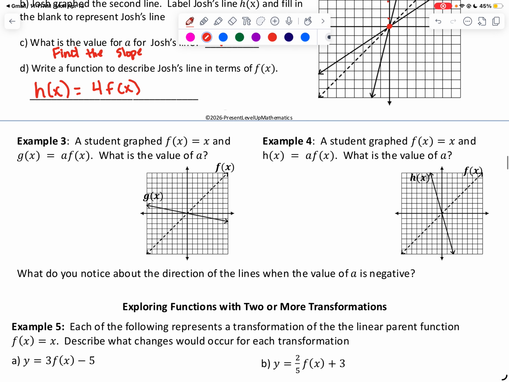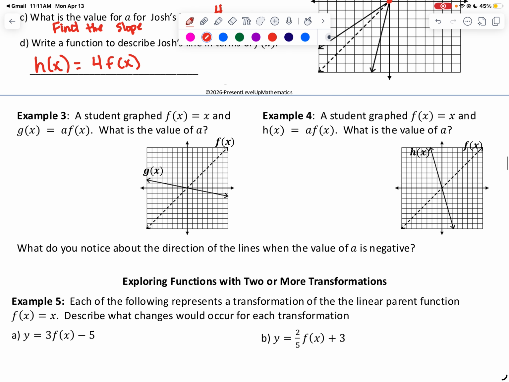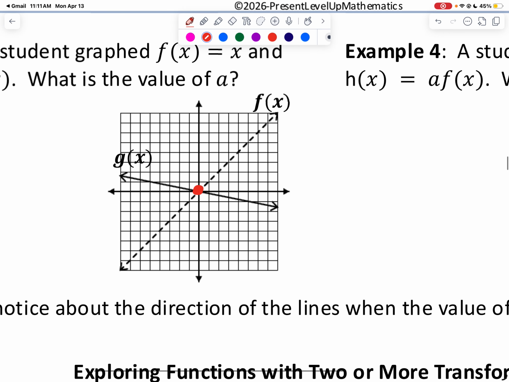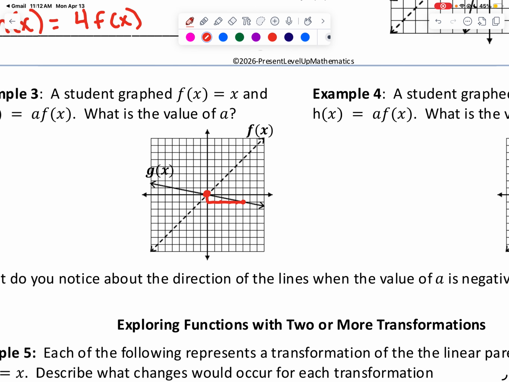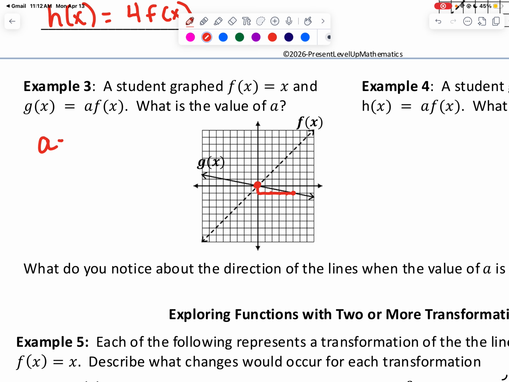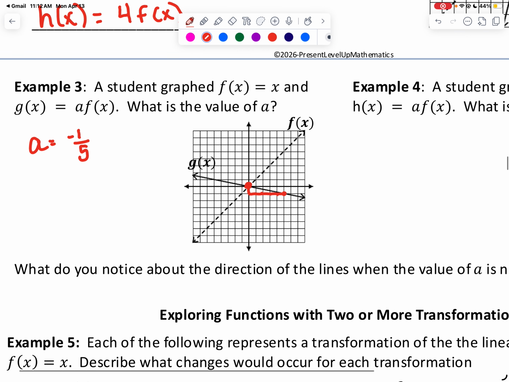All right. Example 3. A student graphed f of x equals x and g of x equals a times f of x. What is the value of A? So I want to find the slope of g of x. Let me zoom in on this a little bit. I need 2 friendly points. I'm going to use 0, 0 in this one here. So we're going down 1 and then 1, 2, 3, 4, and over to the right 5. So A equals -1 over 5.